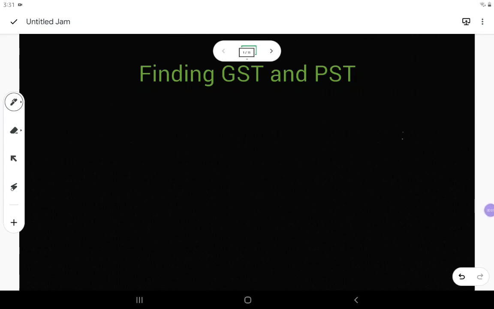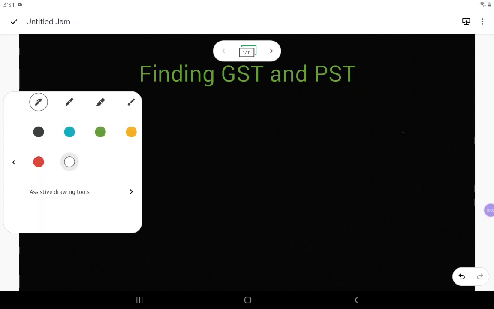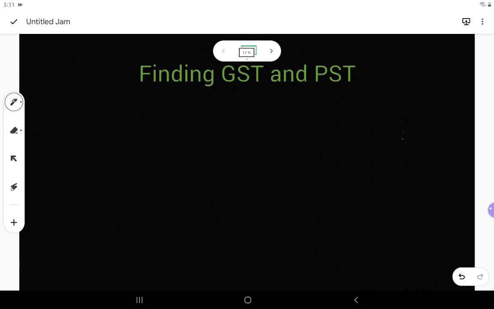Today we're going to look at finding GST and PST. And really when we're finding GST and PST, essentially what we're doing is just finding percent of a number. So GST, that stands for Goods and Services Tax.